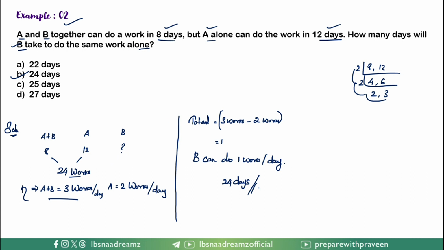So we need to find the efficiency of B. It is very simple. Why? We have got total works: A and B can do 3 works per day. In that, A alone can do 2 works. So the remaining we will have is 1. So B can do 1 work per day. To complete the 24 works, he will take 24 days. So option B is the right answer. Yes, option B is the right answer. So simple, right? Now we will see the next example.